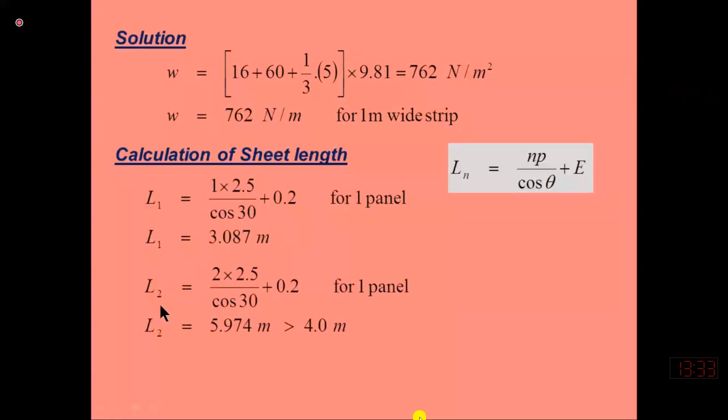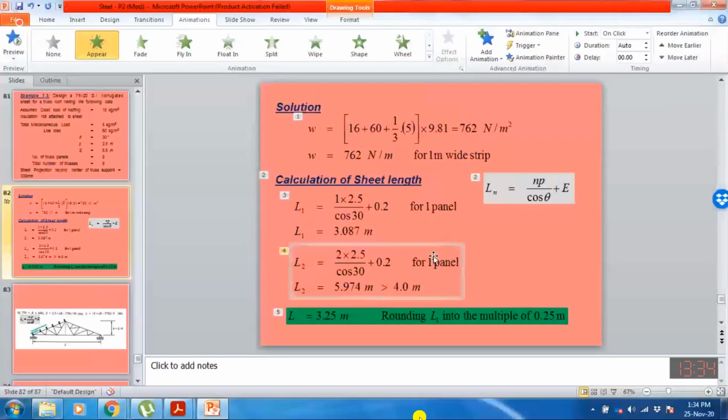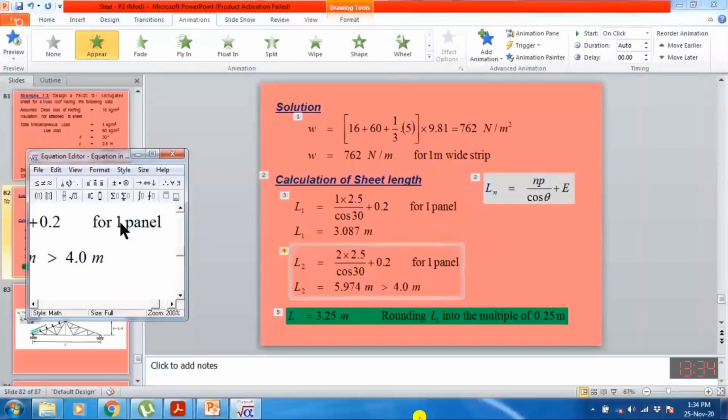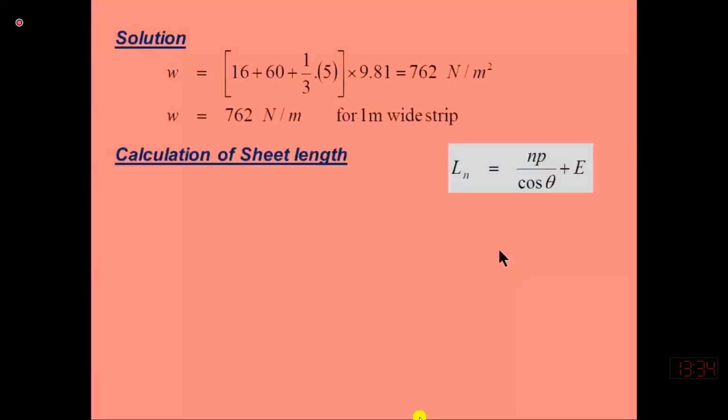L2 value is 2 into 2.5, because I'm increasing the n value to 2. So I'm computing the length of the sheet required to cover two panels: 2.5 multiplied by 2 divided by cos 30 plus 0.2. There's a mistake here, so I will modify. So that is for two panels. It's coming out to be more than 4 meters.